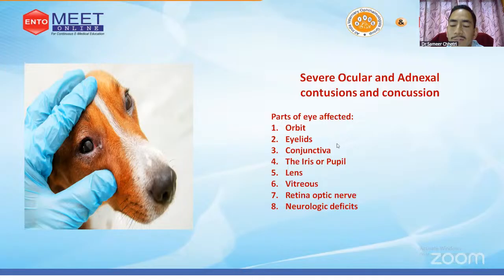There is a deposition of fibrin in the aqueous humor. In the vitreous gel, we see hemorrhage, or there is outflow of the vitreous gel into the anterior chamber. In the retina, there is retinal detachment or hemorrhage. There is damage of the optic nerve, and also neurological defects, such as paralysis of the animal because of the head concussion. The animal is not able to move the eye, so there's a loss of vision also.